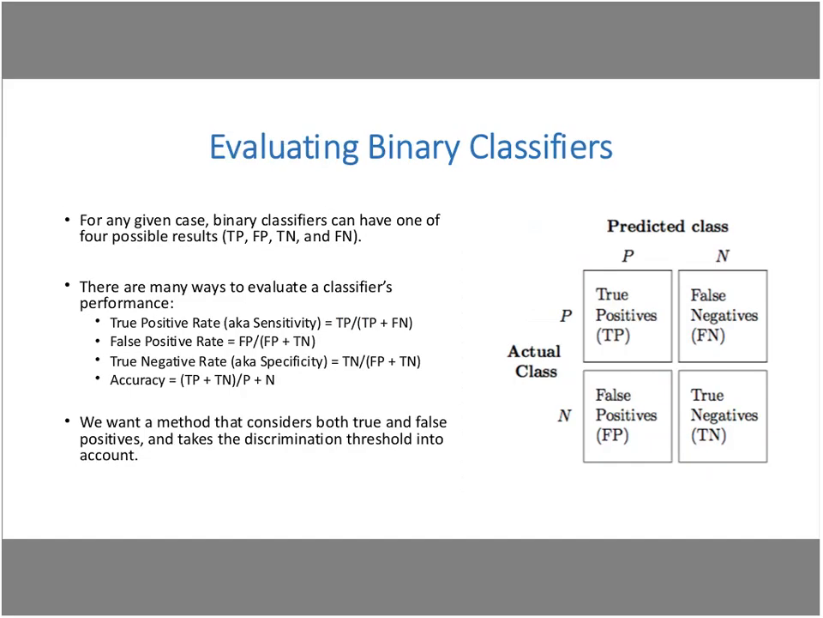Okay, so when it comes to evaluating your classifiers, there are a couple of things to consider. One is that for any given case, you're going to have potentially 4 different results for your classifier. You can get a true positive, which means that your classifier predicted it was going to be positive and it actually was positive. You could have a false positive, which means that your classifier predicted that it would be positive and it wasn't. You could have a true negative, which is that your classifier predicted that it would be negative and it was actually negative. Or you could have a false negative, where your classifier predicted that it would be negative and it was actually positive. So there are these 4 different outcomes that you can see in that figure to the right.